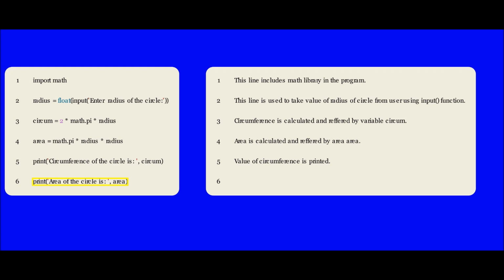So this was the program about how to find the circumference and area of a circle using a Python program.